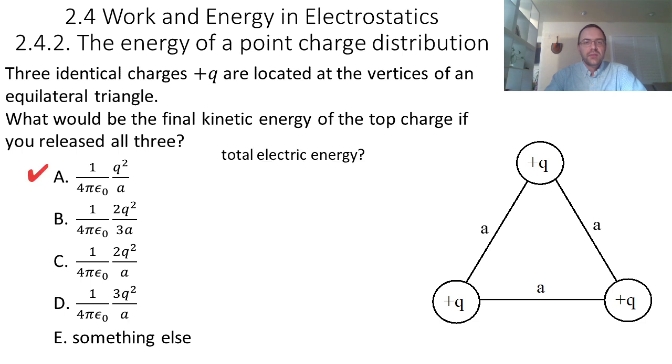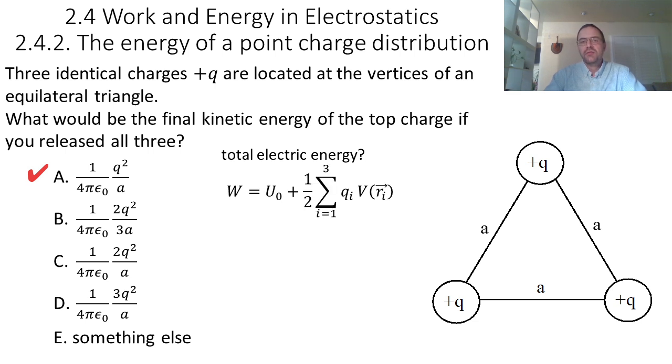All right, this time if you answered A, then you're correct. Some of the energy has to go to the kinetic energy of the other charges, so it makes sense that it is less, but it is not 1/3, right? To find out why, let's look at the total electric energy.